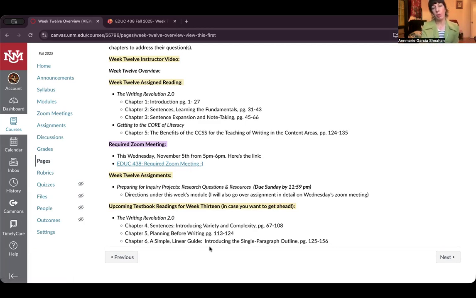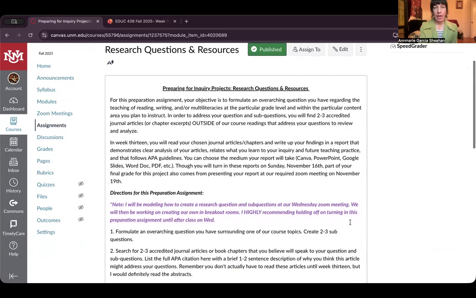Then, of course, we've got some upcoming textbook readings for week 13 in case you want to get ahead here. Okay, so I will give you a more detailed breakdown on this actual project next week when you're working on it. But this is a preparation assignment for our inquiry projects, okay?